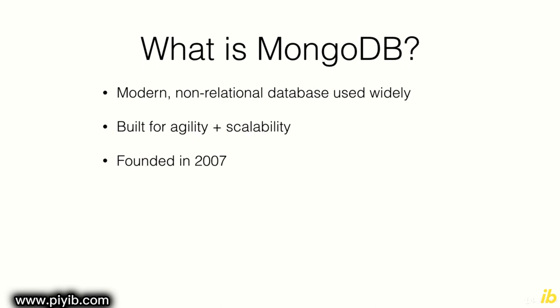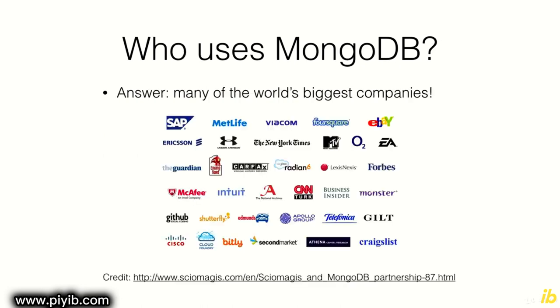So, what is MongoDB? It's a non-relational database software built for agility and scalability. It was started in 2007 and is maintained by MongoDB Inc., which is headquartered in New York City. Many major companies, as shown in this graphic, use MongoDB for their data storage needs. In recent years, it's become a popular database solution because of its speed and ease of use.